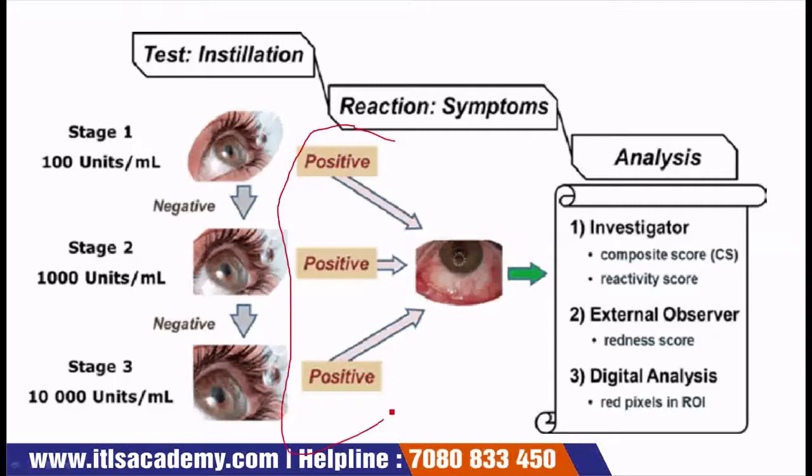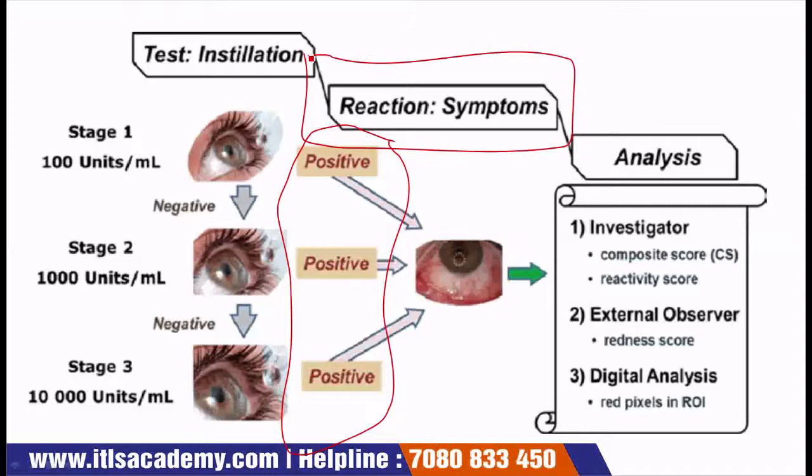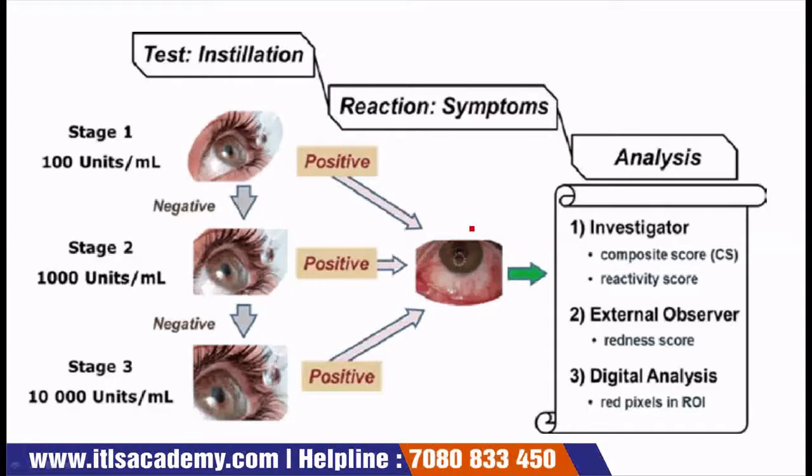Let's see, if it comes positive, then what is the analysis procedure. This is the reaction. If your test comes positive, then these are the symptoms that were seen. You can see that this is like pink eye. Pink color is spread throughout the eye. So when it comes positive, you go for further analysis, and analysis includes point 1, investigator, and investigator includes composite score and reactivity score.